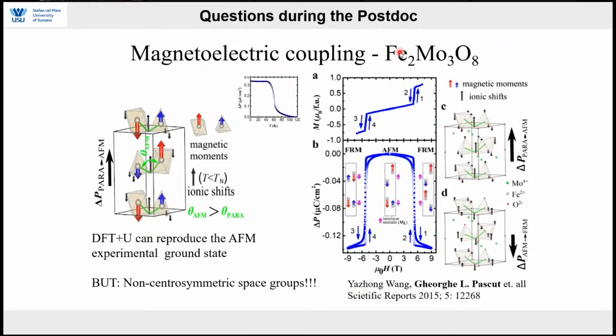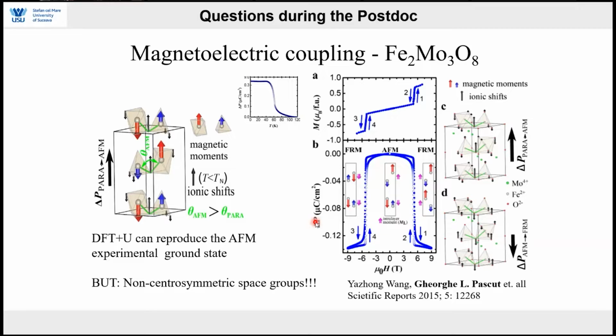Another material which I started to work on at Rutgers was Fe2Mo3O8. Here, for the iron ions, I have an octahedral environment and a tetrahedral environment. What was interesting about this material was that by lowering the temperature, you start to develop electric polarization, which was very large, like 0.3 microcoulomb per centimeter squared. This is one of the largest values. Also, by applying a magnetic field, we can change the polarization. So in principle, this material is something like multiferroic, I could say.